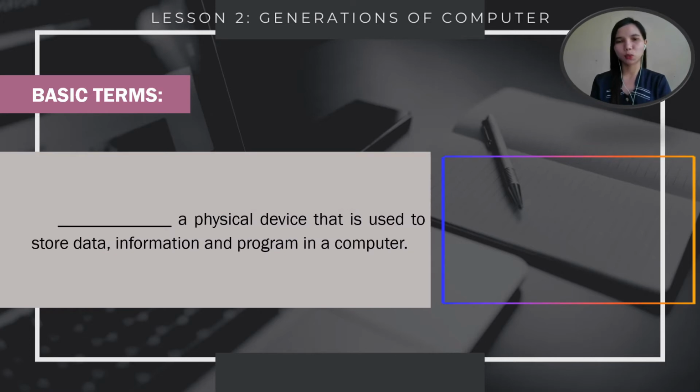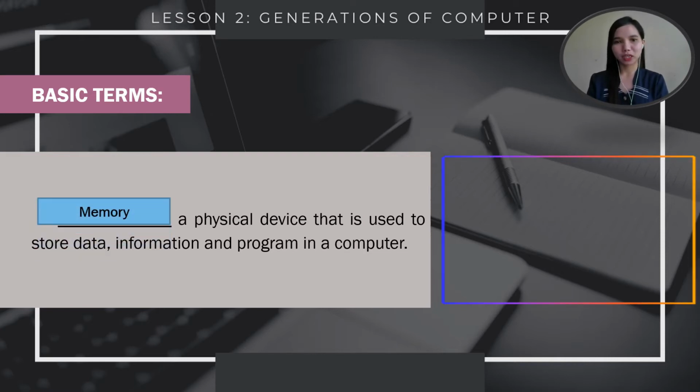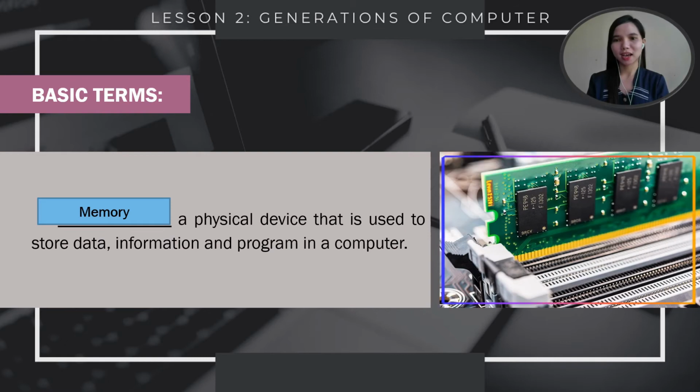What do you call this one? A physical device that is used to store data, information, and programs in a computer. What is this, class? That is called the memory. Here is the picture, it looks like this one.